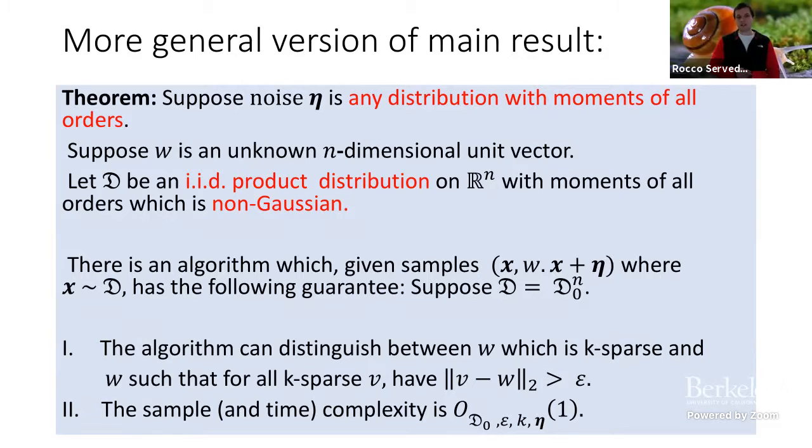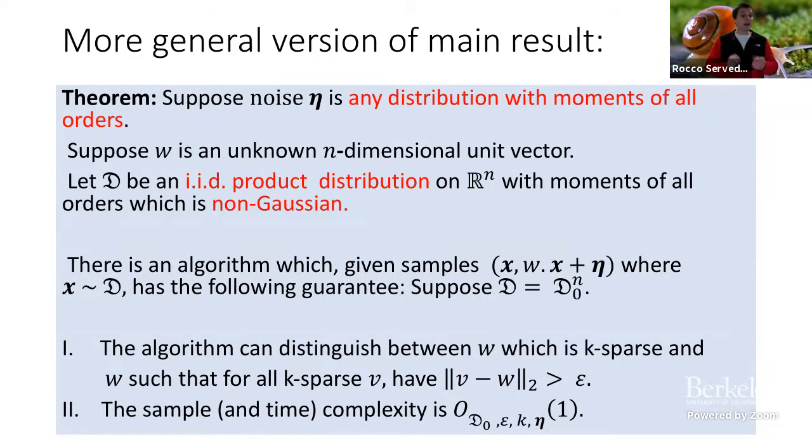So that's one generalization. Another generalization is we're going to go from just the uniform distribution over the Boolean hypercube to a much more general setting of being able to handle arbitrary product distributions. So the underlying distribution over the x's, remember x is an n-dimensional vector, it's going to have to be an IID product distribution, but it could be basically any distribution with one asterisk, as long as each coordinate marginal of the distribution is non-Gaussian. So the underlying one-dimensional distribution can be pretty much anything. It needs to have moments of all orders. It can't be a Gaussian.